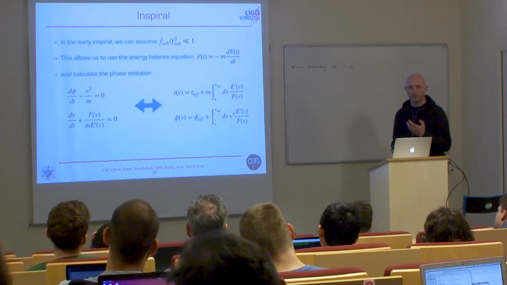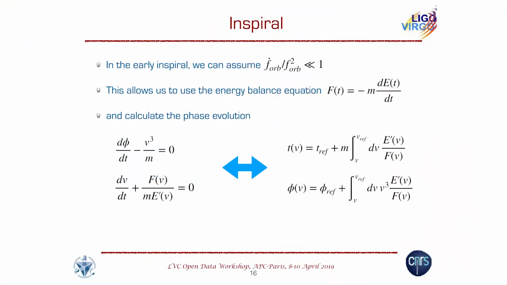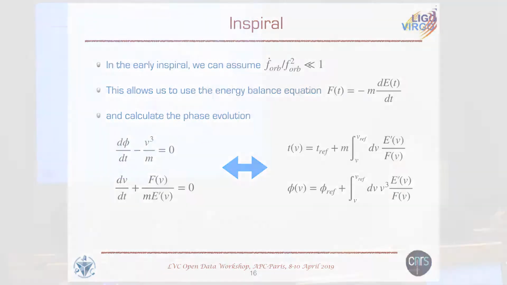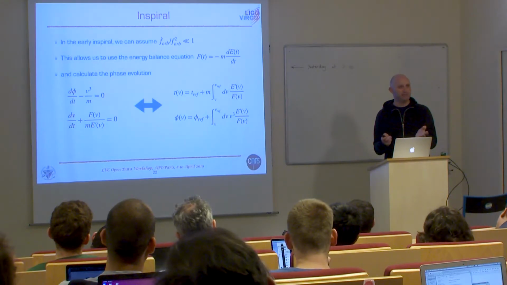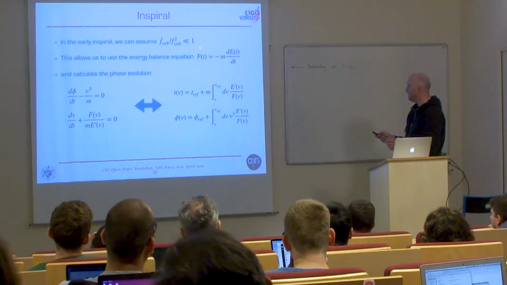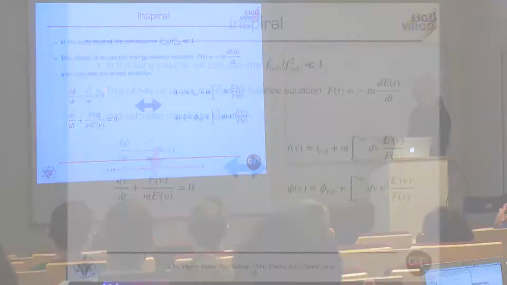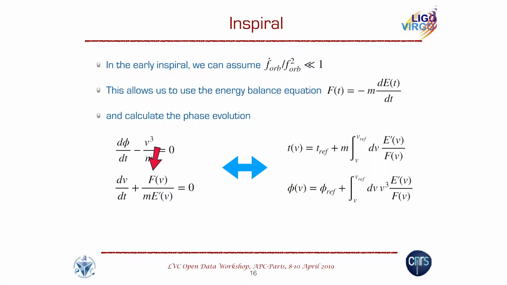And because we're assuming an adiabatic in-spiral, we can use the energy balance equation, which basically tells us that the energy flux of gravitational waves coming out of the system is exactly equal to the rate of change of the orbital energy. So at this point in the in-spiral, the gravitational waves are now the dominant mechanism for the shrinking of the binary. And using that, we can calculate the phase evolution either as a set of coupled differential equations or as a set of coupled integral equations.